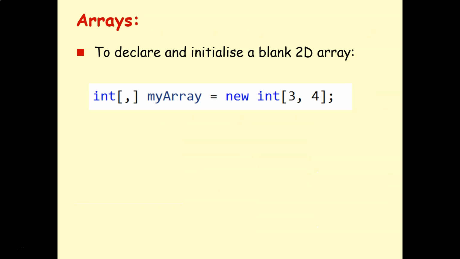So how do I do that in C#? Well, to declare and initialize a blank 2D array of given size, I use the following format. I've got the comma here to denote there are going to be 2 different values. So int[,] myArray equals new int, and then the number of lists I'm going to have inside my 2-dimensional list, and this is the number of elements that are going to be in each list. So I'm going to have 3 lists inside a greater list, and each list is going to have 4 values.